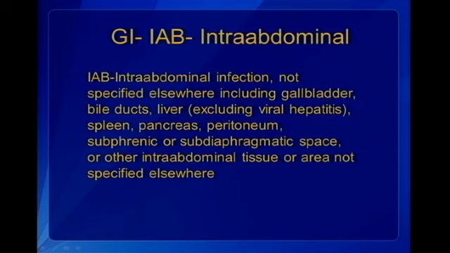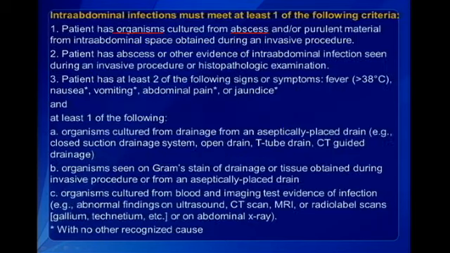This is a GI-IAB intraabdominal, which means, and this is cut at the top of each of these definitions in Chapter 17, it tells you where to apply this definition. So a GI-IAB infection means it's not specified elsewhere. It's an infection that's not specified elsewhere, such as gallbladder, your bile ducts, liver, excluding viral hepatitis, your spleen, your pancreas. All these infections are in the intraabdominal space. Peritoneum, subphrenic, subdiaphragmatic space, or other intraabdominal tissue not specified elsewhere.